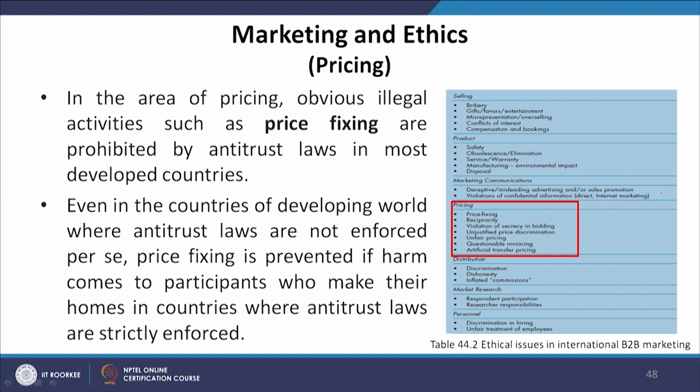The third component of the marketing mix is pricing. In this area of pricing, obviously illegal activities such as price fixing are prohibited by antitrust laws in most developed countries. And we are talking about this red box. Even in the countries of the developing world where antitrust laws are not enforced per se, price fixing is prevented if harm comes to participants who make their homes in countries where antitrust laws are strictly enforced.